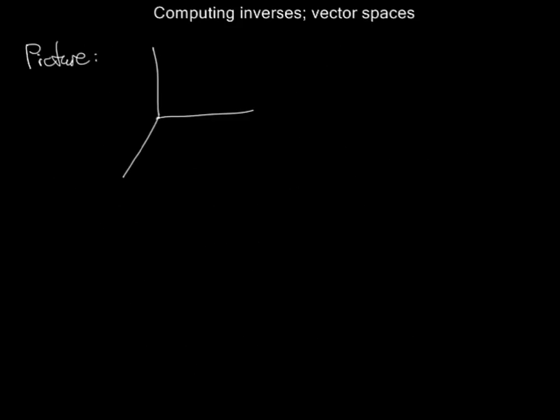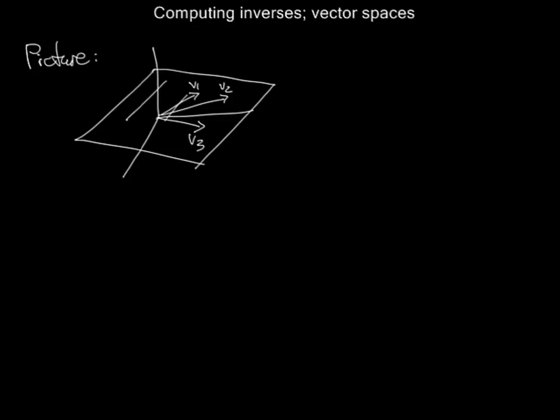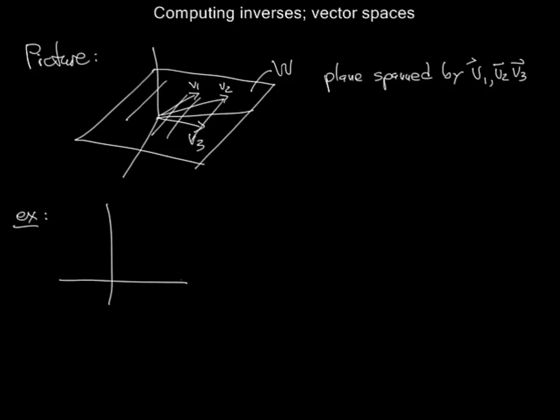Here's a picture of what's going on. In R3, you take any bunch of vectors, V1, in this case 3 of them, and you're taking the plane spanned by them. In this case, the 3 vectors all lie on a plane, and so the subspace that you get by this construction is a plane. We call this the span. This construction is the span.